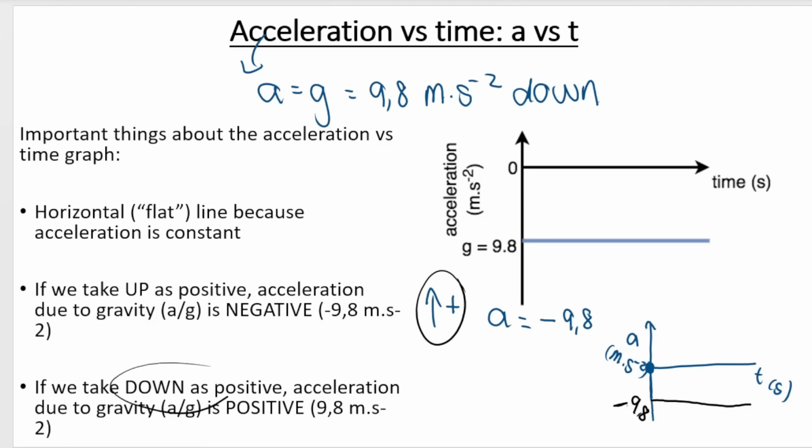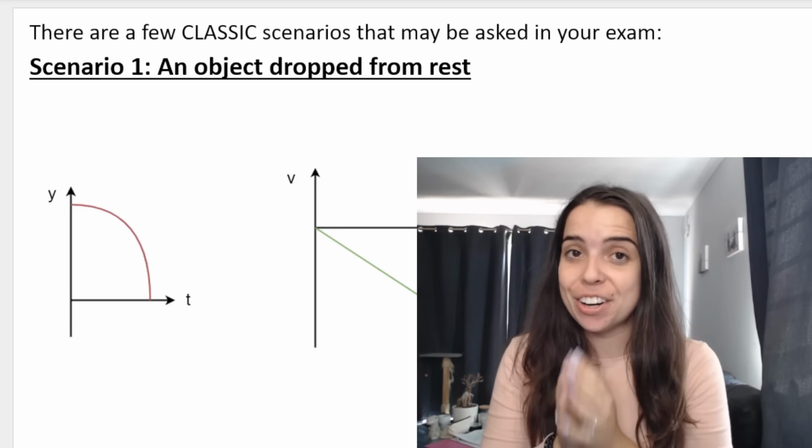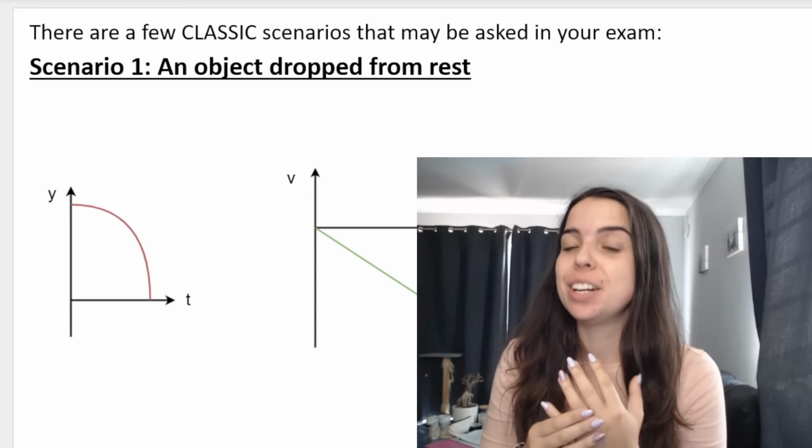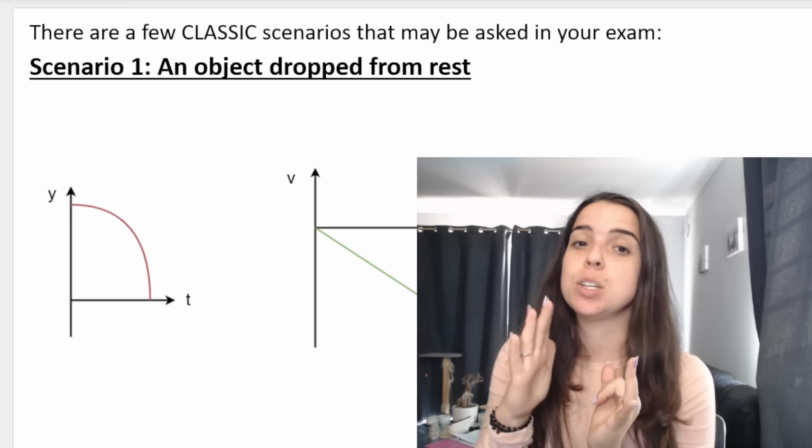If you take down as positive, then acceleration due to gravity is also positive. So you won't draw your acceleration line over there. You'll draw it up here, positive 9.8. Just be aware of that. Now, what I'll be going through are various scenarios and how the graphs look for those different scenarios. These are classic scenarios that can be asked in your tests and in your exams.